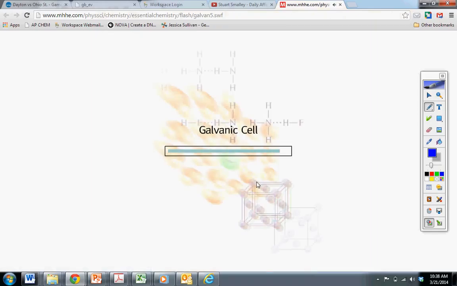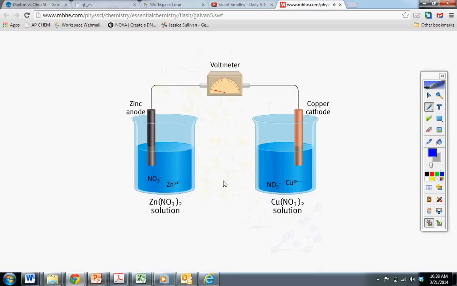A galvanic cell is a spontaneous electrochemical cell in which electricity is produced by means of a spontaneous redox reaction.